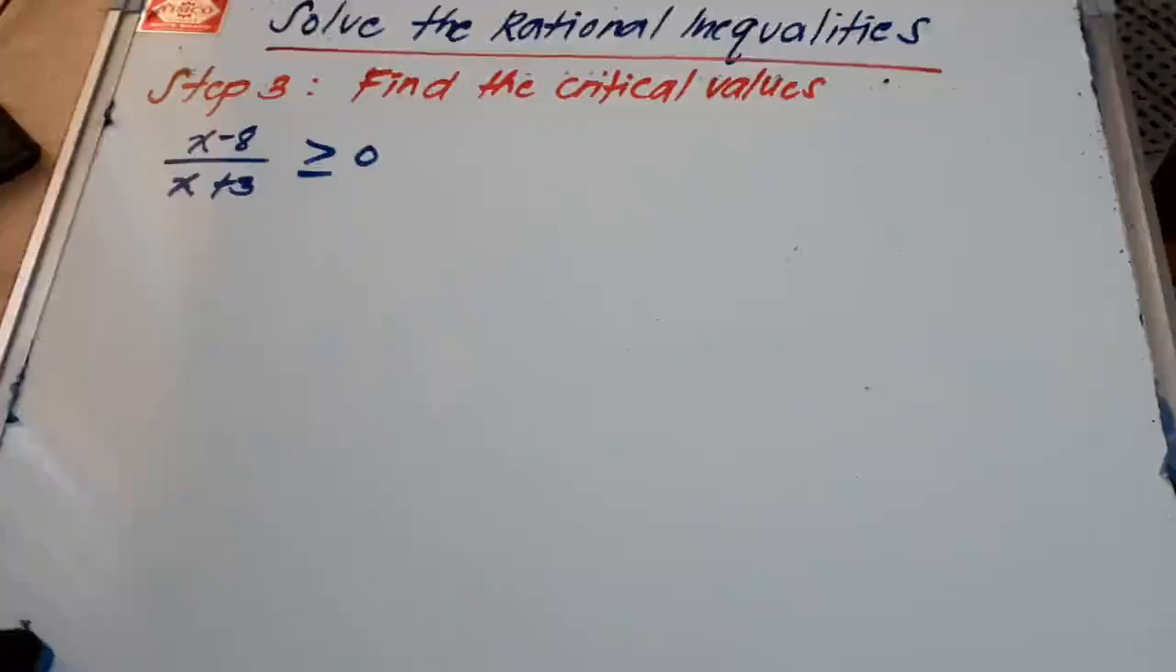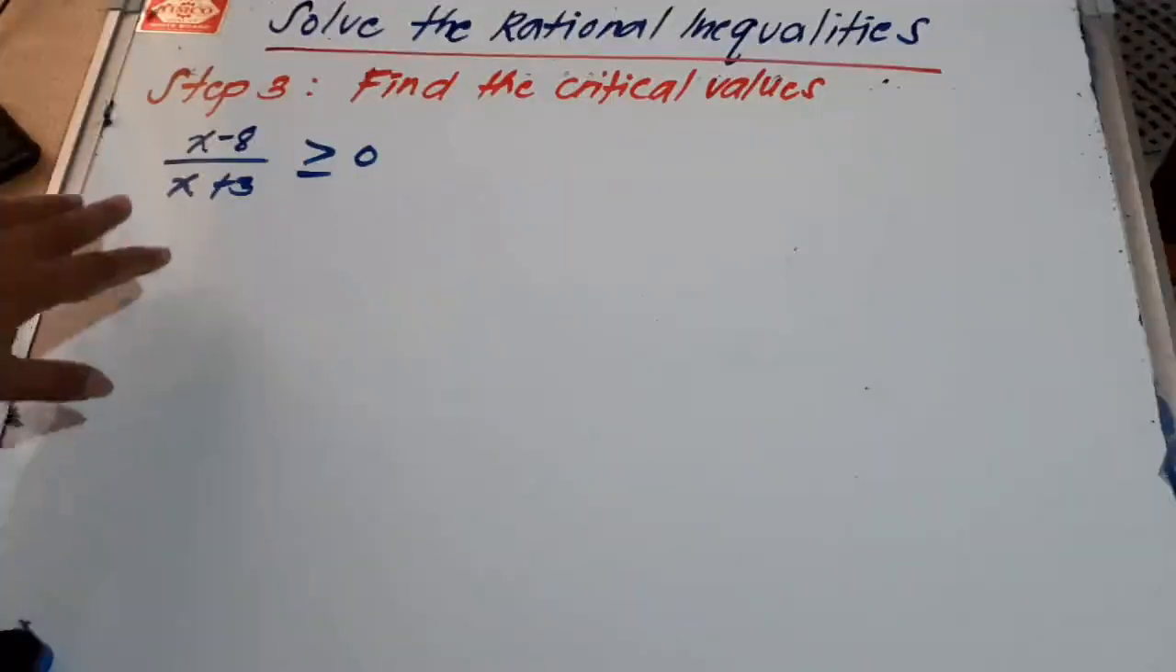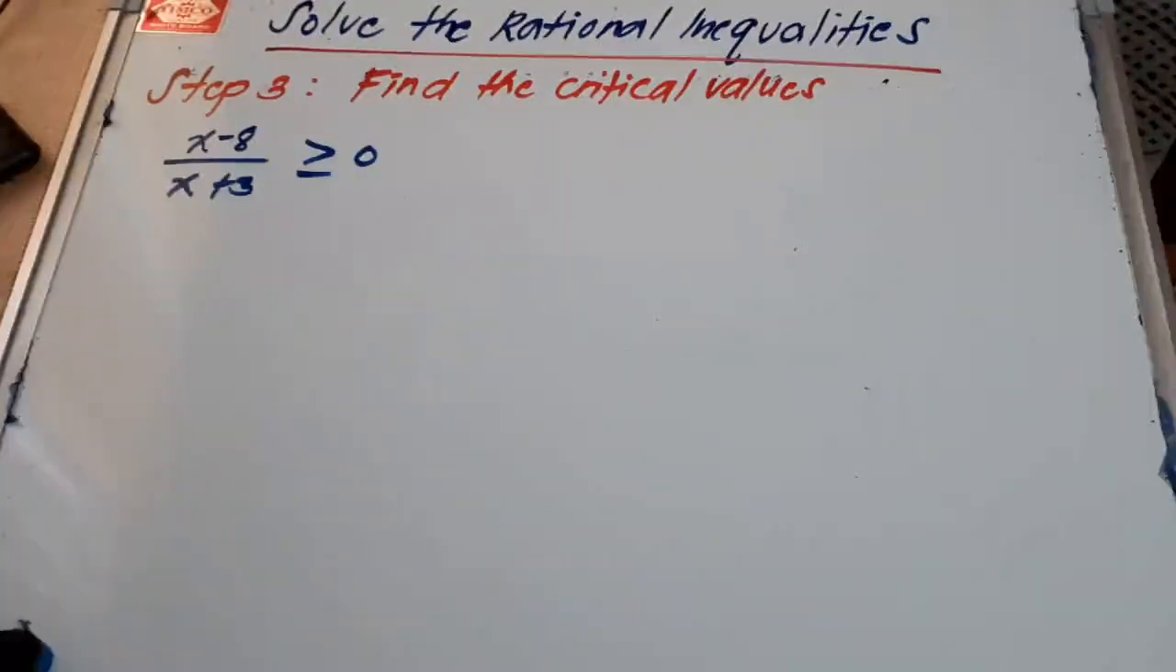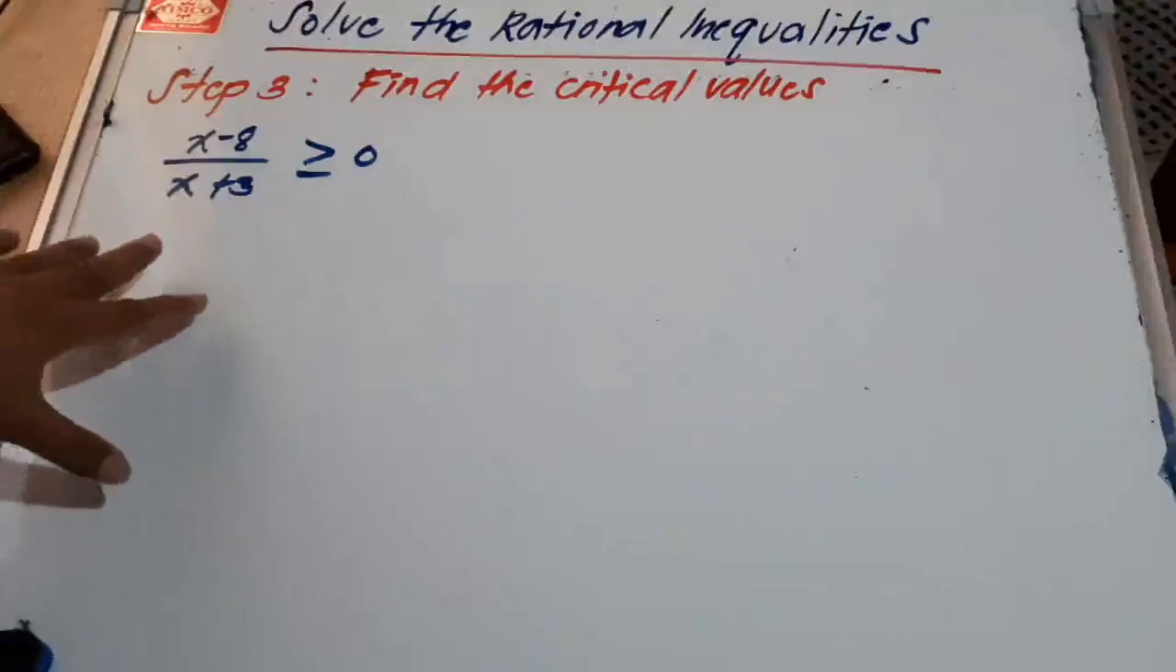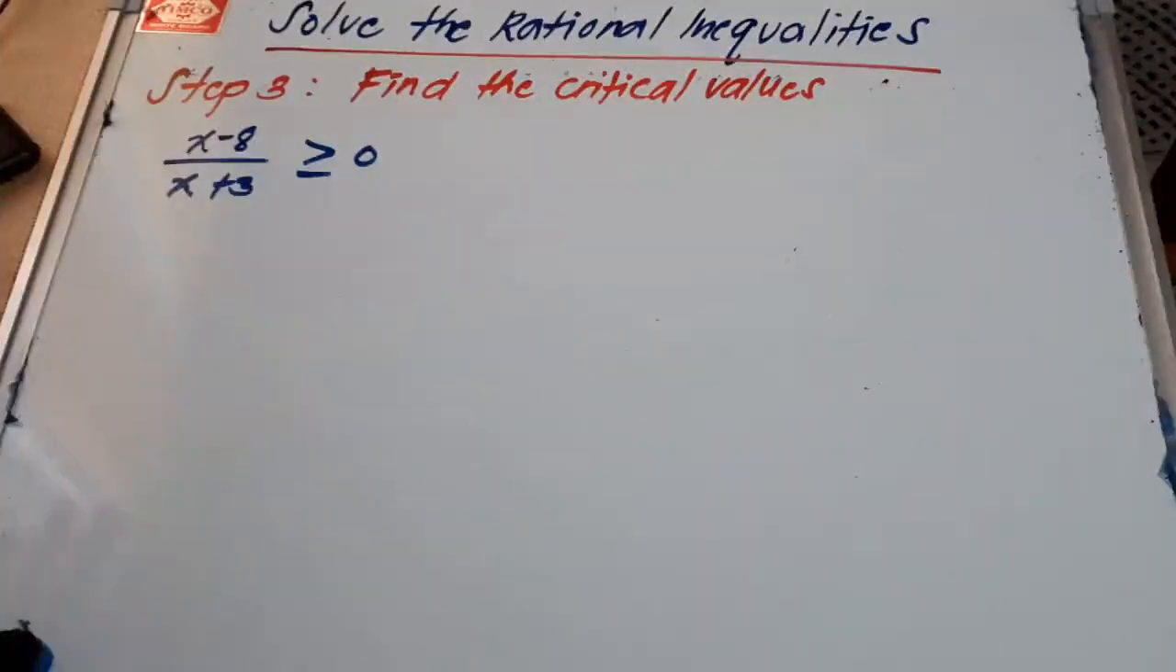So here is now the third step in solving rational inequalities. And the third step is find the critical values. Ano ba yung critical values? Ito yung values of x that makes the expressions undefined. Now, based from our new rational inequality na na-form by combining expressions, paano natin makukuha yung critical values?